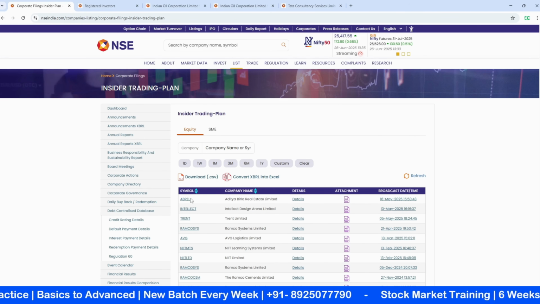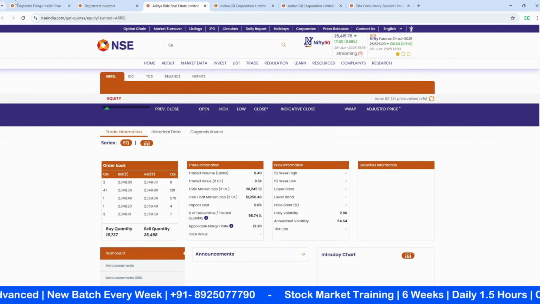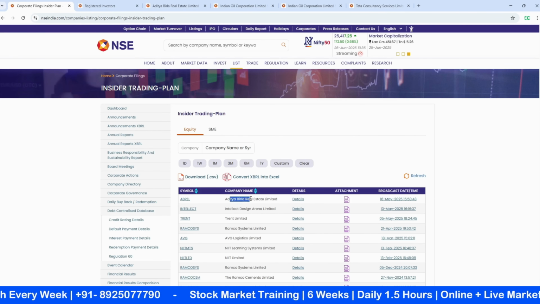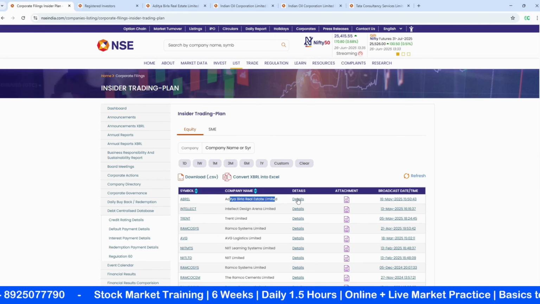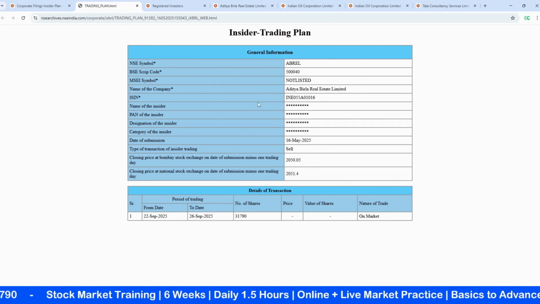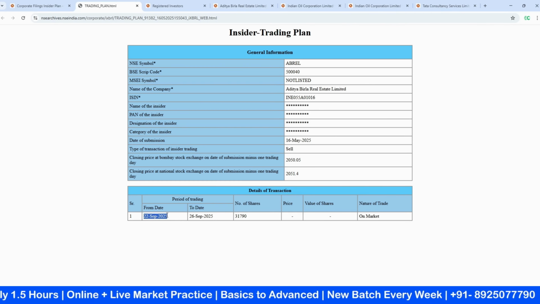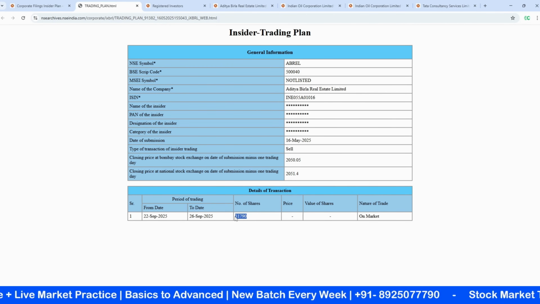Coming back here, don't click on the company name, because if you click on the company name, it takes you to the company details. But there is something called detail here. So let me explain. Aditya Birla Real Estate Limited, something specific to insider information available in this detail. If you click here, it opens this page. It gives you that on 16th May 2025, they submitted this information, pointing to the fact that between 22nd Sep and 26th Sep, they are planning to sell 31,000 shares.